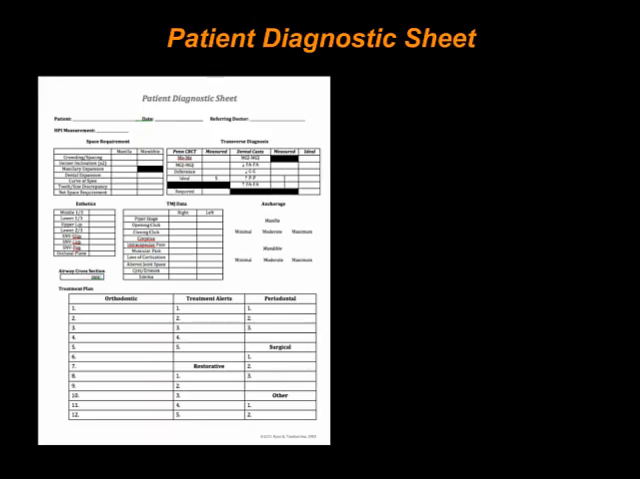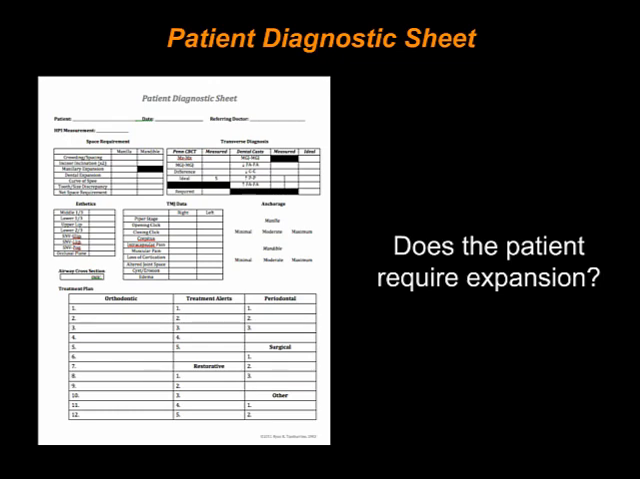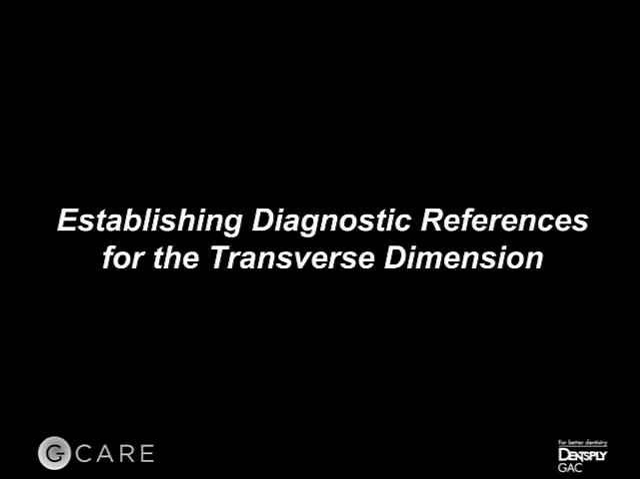So for us, with the CCO, we're using a diagnostic sheet that helps us sort all this data for our patients. However, the question that we're going to talk about today is, does the patient require expansion? And so we're going to really only focus on the transverse diagnosis part of this sheet. So, in line with our goals being universal, objective, and quantifiable, it's hard to objectify a result or objectify a treatment without having a diagnostic reference for what you're trying to achieve. And the transverse dimension is no different.